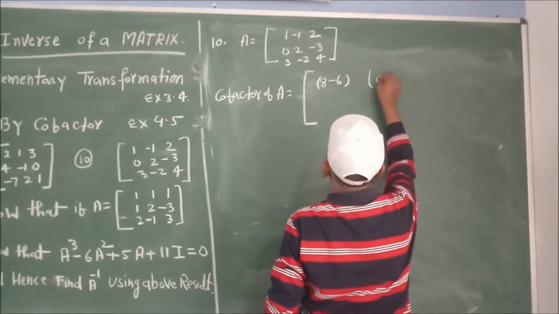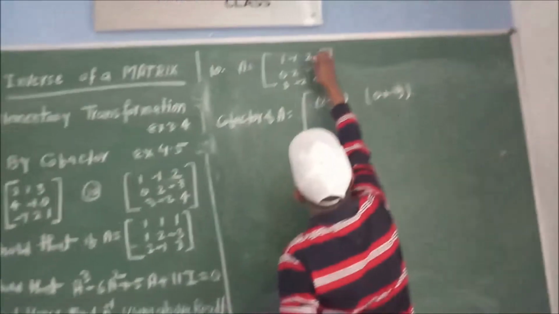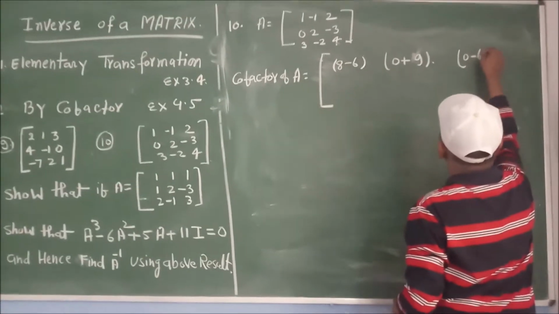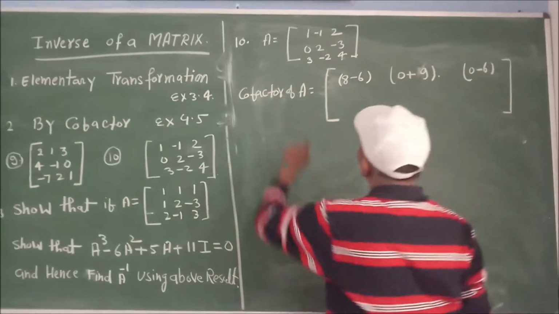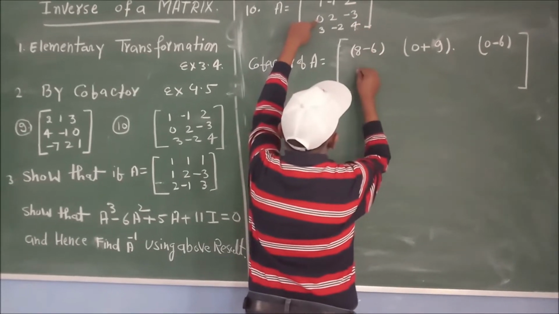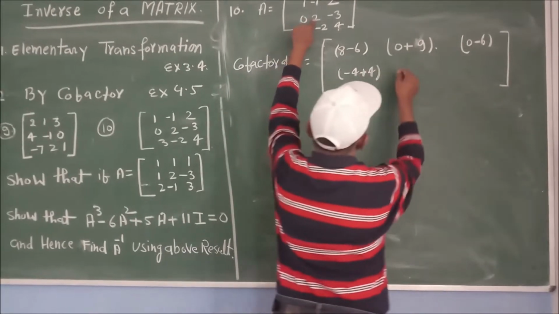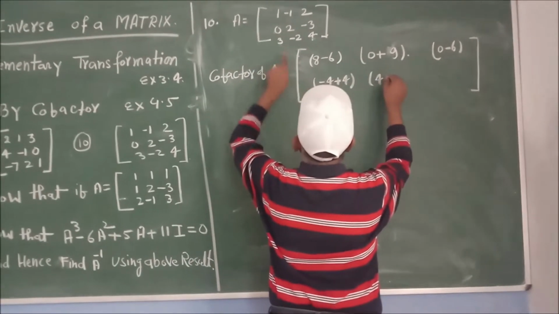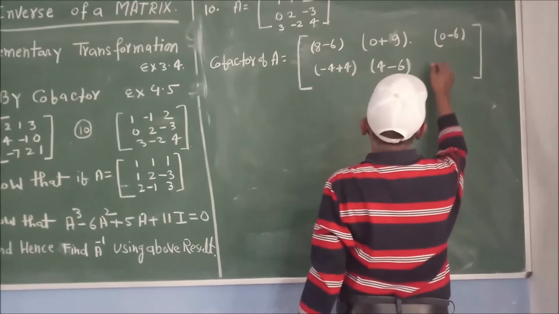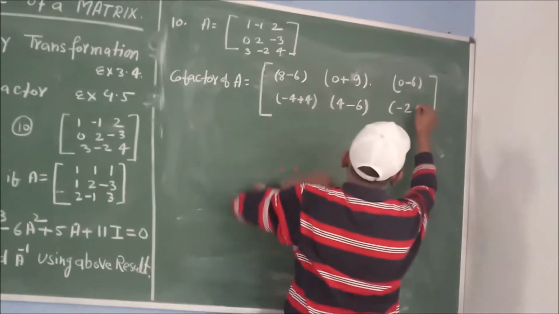So you can write 0 plus 3 into 3, 9. And for 2, 0, 2, 3 minus 2. So you will get 0 minus 6. And for 0, the element will be minus 1, 2, minus 2, 4. So minus 1 into 4, you will get minus 4 plus 4. And for 2, you will get 4, 3 into 2, 6, minus 6. And for minus 3, you can write 1 into minus 2, and 3 into minus 1, plus 3.